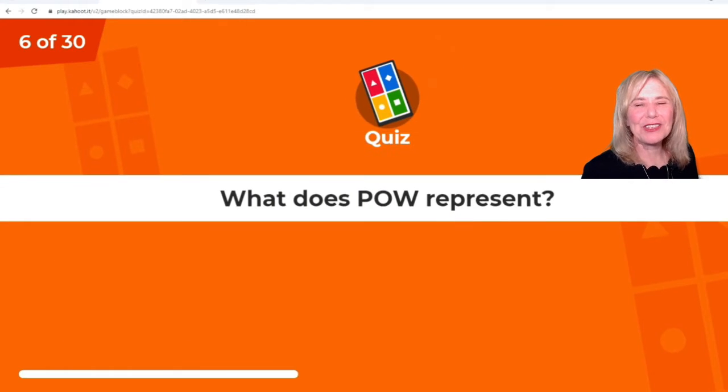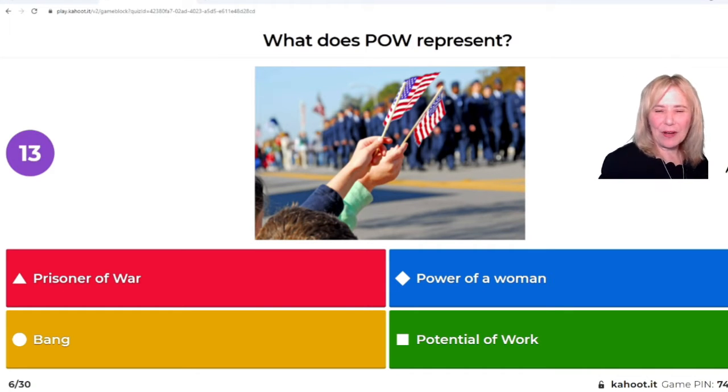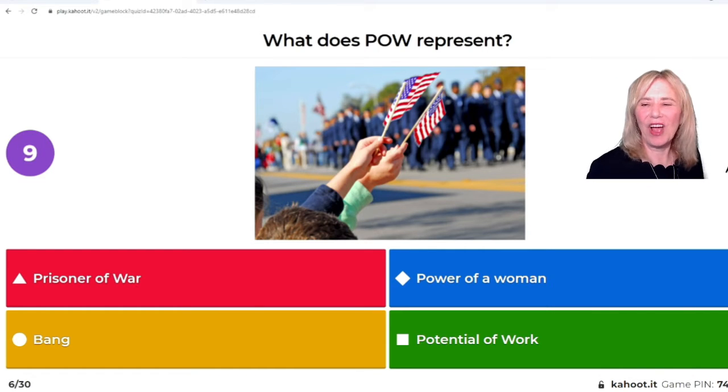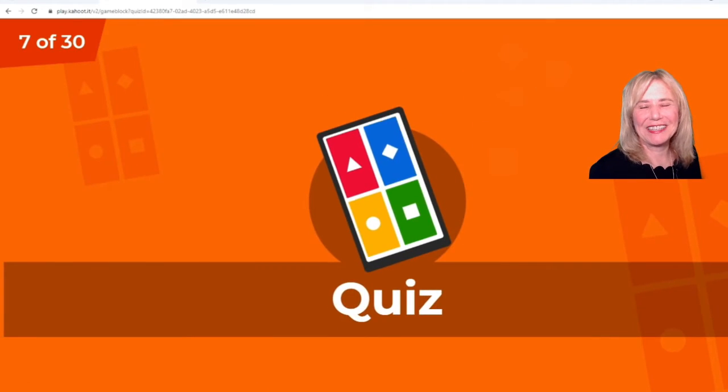Here we go with question number 6. What does POW represent? Is it prisoner of war, power of a woman, bang, like pow, bang, or potential of work? I'll give you a minute to type in the answer. If you guessed prisoner of war, you've got the right answer. That is a Memorial Day question.